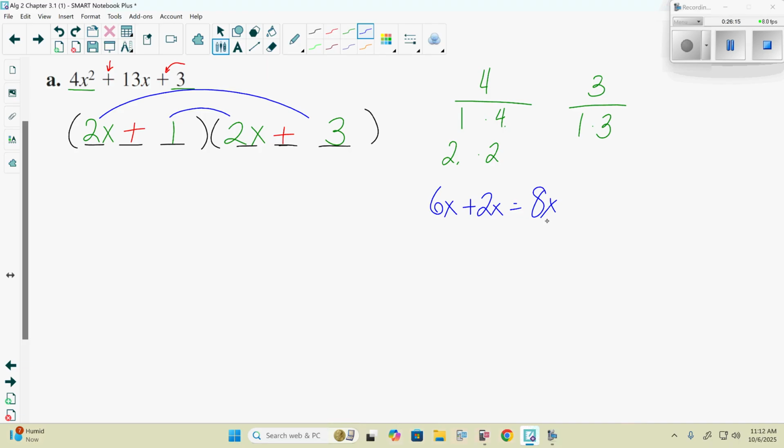No. Now, since it's not the middle term we wanted, we can go back and look at the form we had. 2x plus 1, 2x plus 3. First thing we could possibly do is switch the 1 and 3. But would that do anything for us here? No, because if I did switch it, I'd be multiplying 2x and 1 and 3 and 2x.